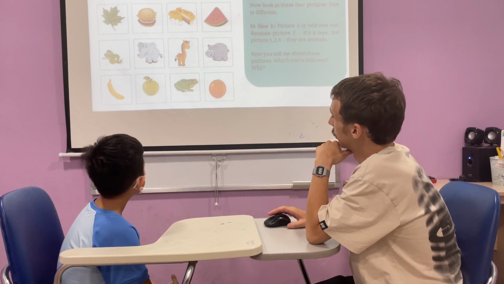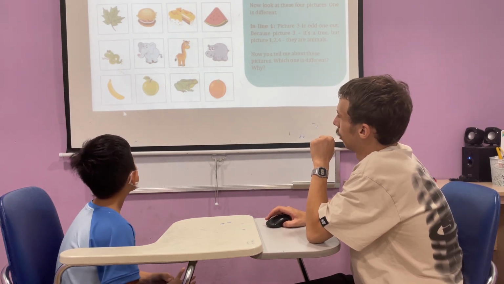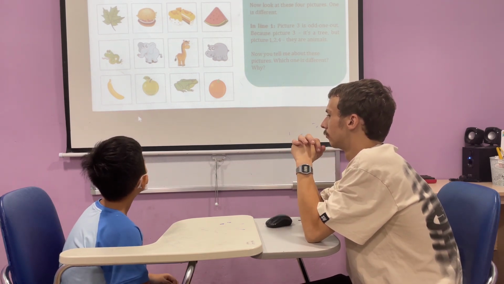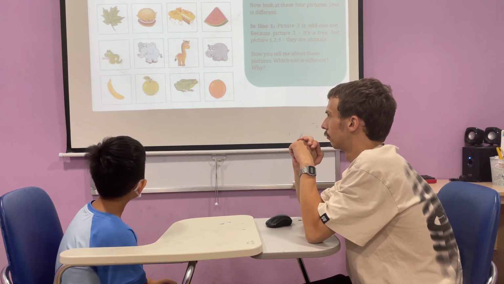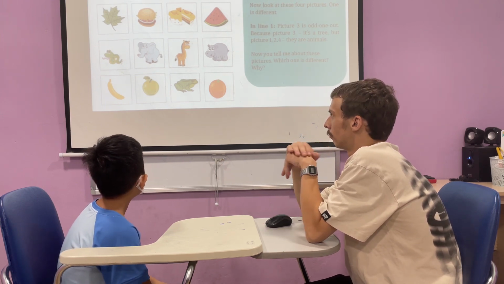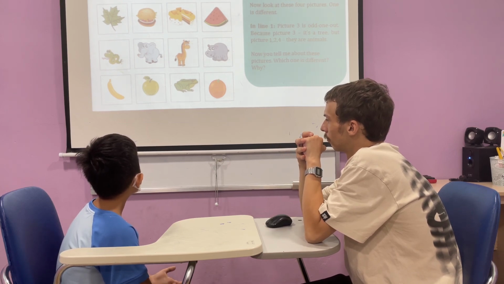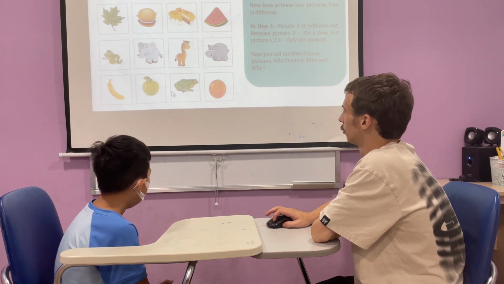Well, you know what? I'll take that. Small animal and large animals. And our last line. In picture 3 is the odd one out because it's a frog, but the others are fruits. They are fruits, and this is a frog, not a fruit.